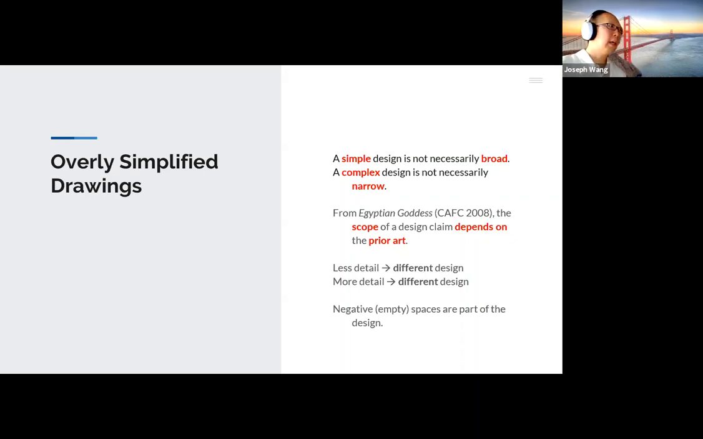What determines the breadth, the claim scope of a design claim? The Federal Circuit set it out very explicitly in 2008 in the Egyptian Goddess versus Swissa case. Right? It depends on the prior art, right? So the applicant can decide what the design is, but the applicant does not choose the scope. This is totally different from utility practice, right?